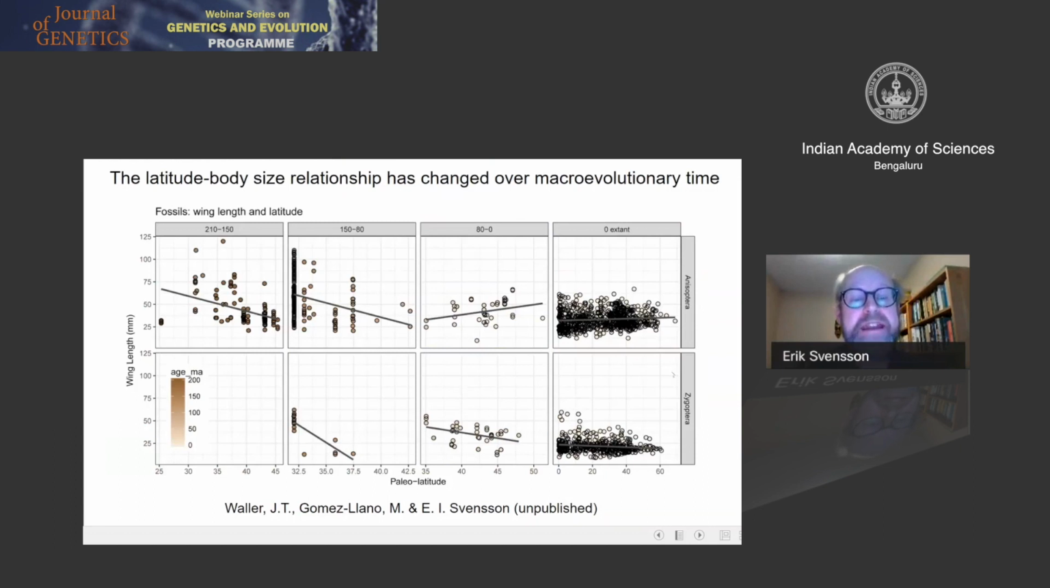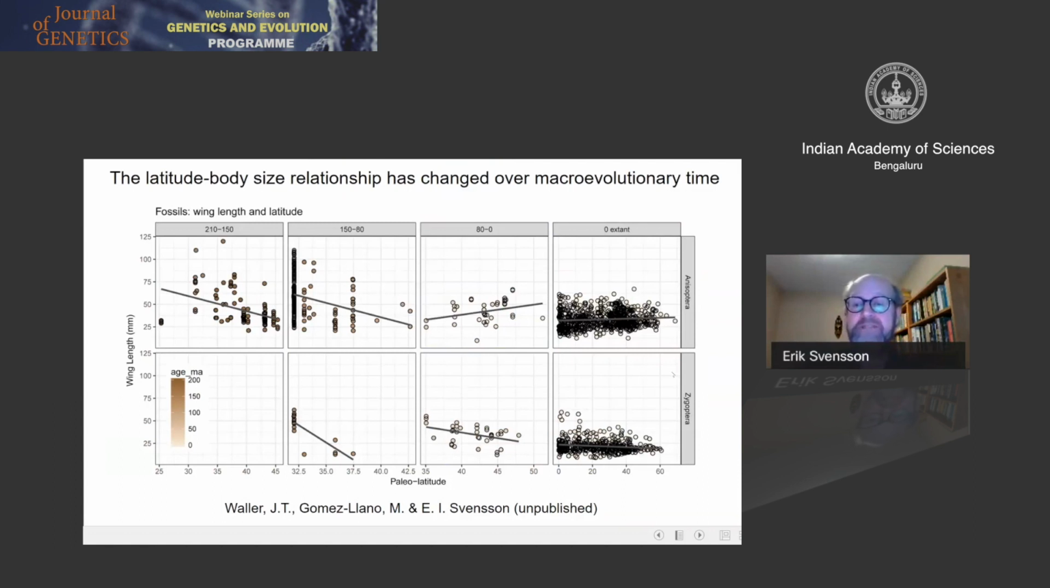And you see between 210 and 150 million years ago, it was negative. There were more large lineages in the tropics. Then as we approach the present, the slope becomes shallower and reverses sign and becomes even positive among extant dragonflies. So obviously, if temperature was a main or only factor explaining this latitudinal size gradient, it can obviously not explain why it has changed over macroevolutionary time, shifting from being negative with small lineages in the north and large in the south in the tropics to becoming positive as it is today.